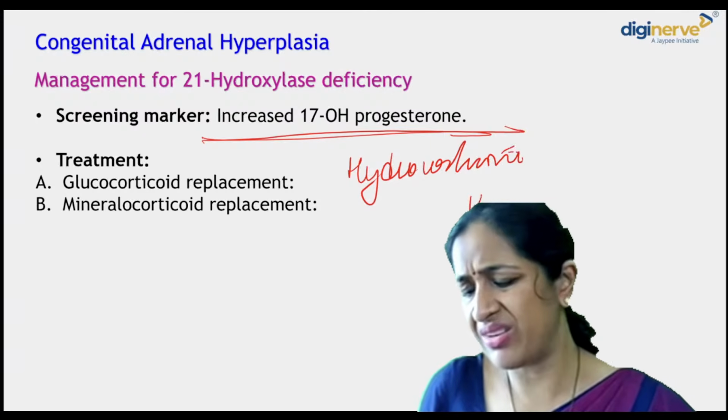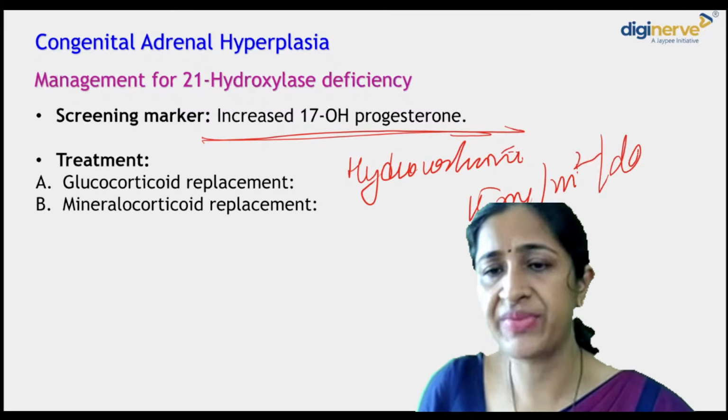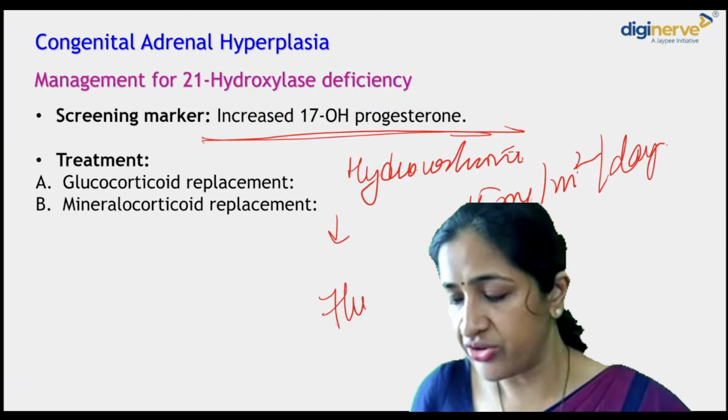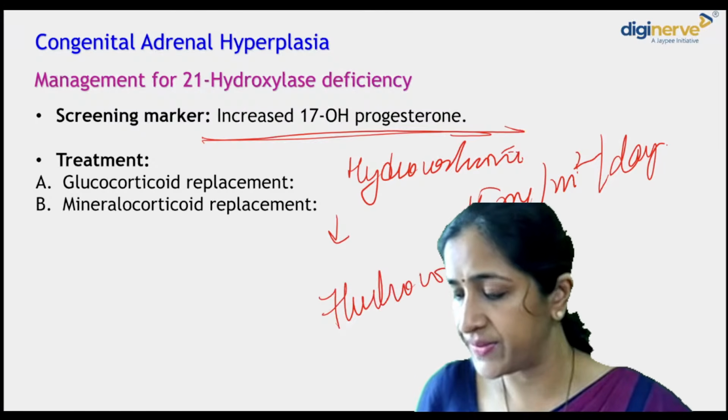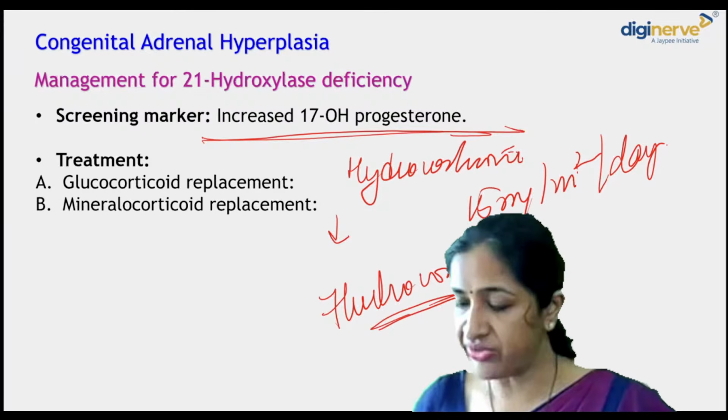Dose, I'll write 15 mg per meter square per day in 3 divided doses. Mineralocorticoid is fludrocortisone, usually used in children with salt losing type of disease.